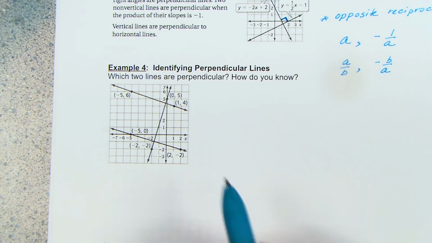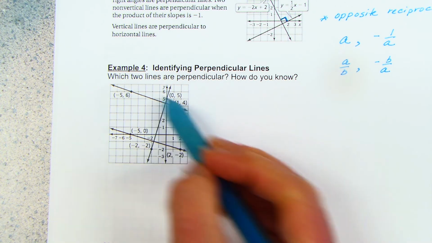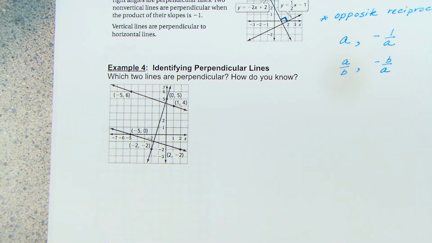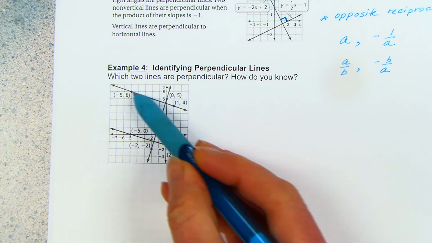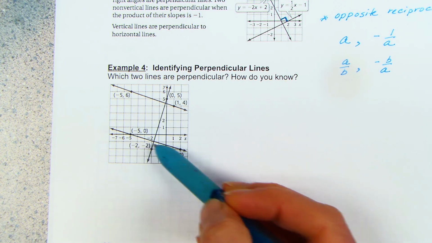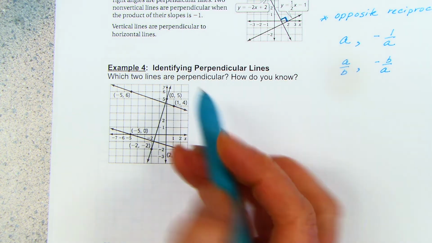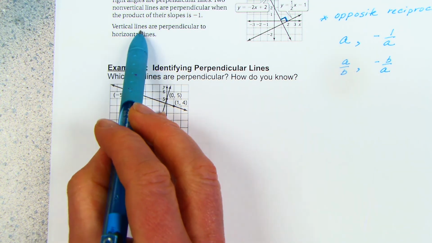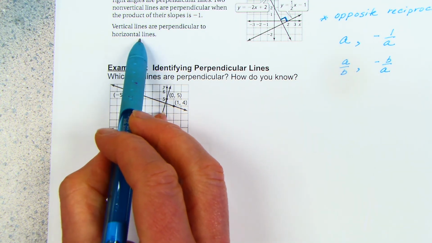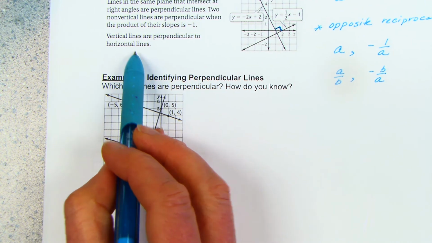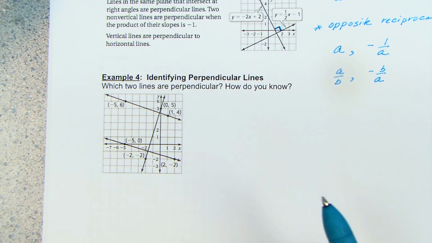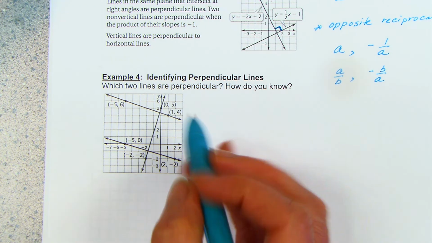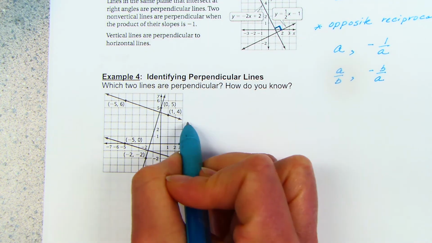All right, so let's do it. We've got these 3 lines, and we have to pick out which 2 are perpendicular. Well, you know it's this one, and is it perpendicular here, or is it perpendicular here? Oh, the other thing, vertical lines are perpendicular to horizontal lines. That makes sense. So anything that crosses on a grid is going to be perpendicular. You already know that. Okay, so let's just do it.